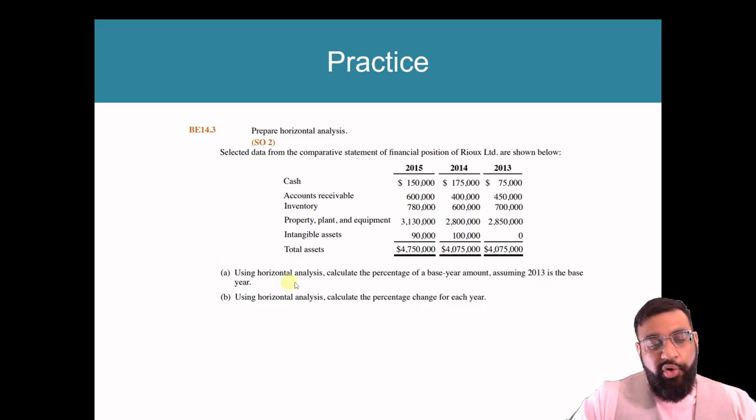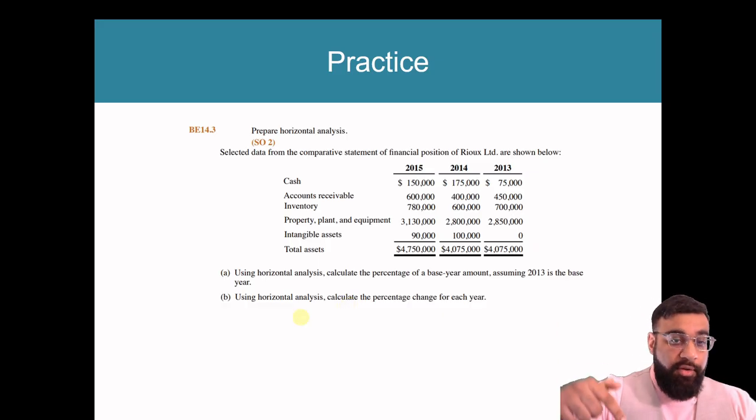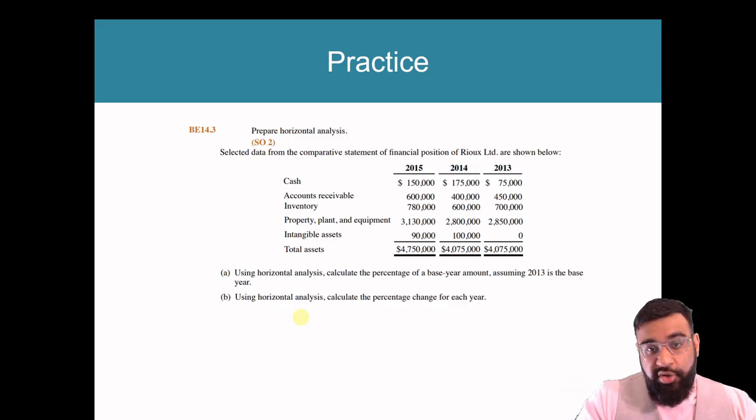So A is using horizontal analysis, calculate the percentage of a base year amount, assuming 2013 is the base year. Then B is using horizontal analysis, calculate the percentage change for each year. So what I want you guys to do right now is pause the video, attempt this question on your own, then resume it and mark yourself as you go.